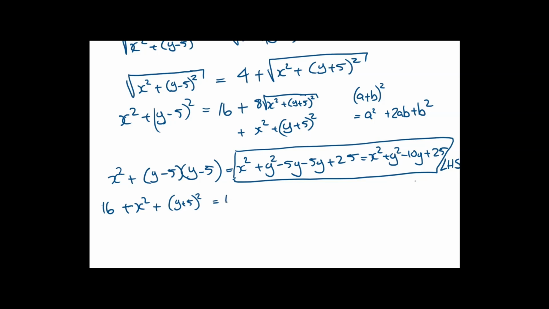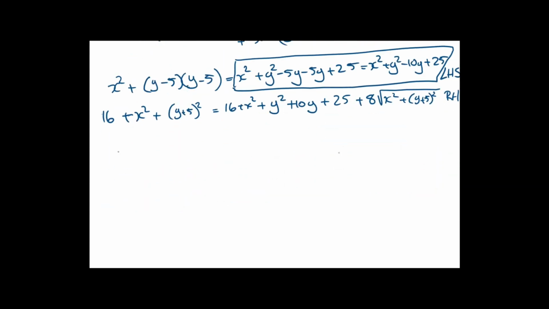And that's going to be equal to 16 plus x squared plus y squared plus 10y plus 25. Plus, of course, this nasty thing here, the 8 square root squared plus 5 plus (y plus 5) squared. Okay, so why did we do all this? Well, this is the left-hand side, this is the right-hand side. We can now set them up against each other and simplify as much as we can.